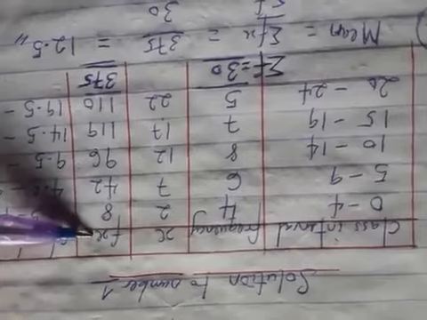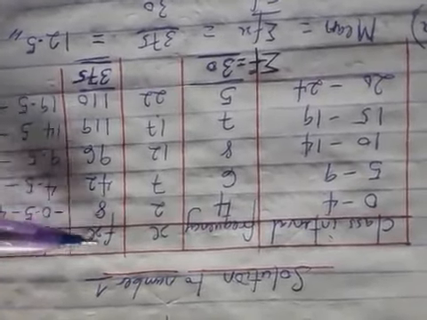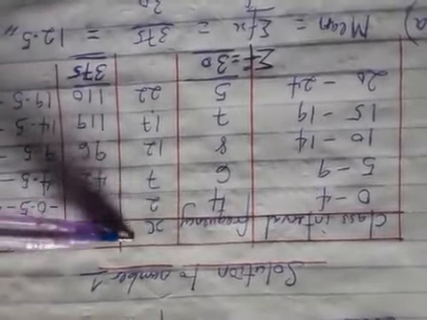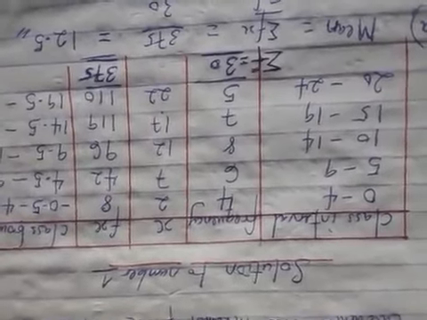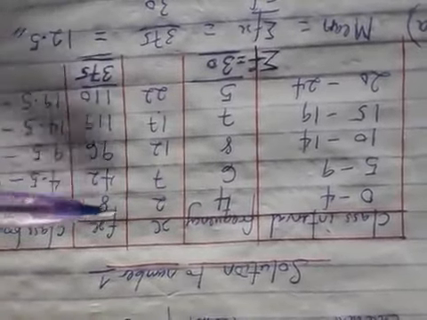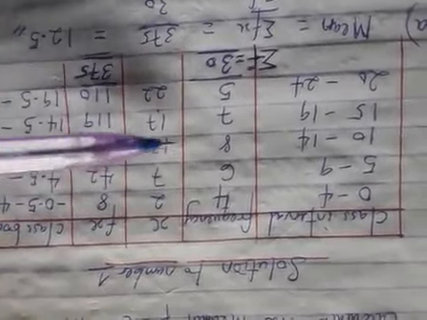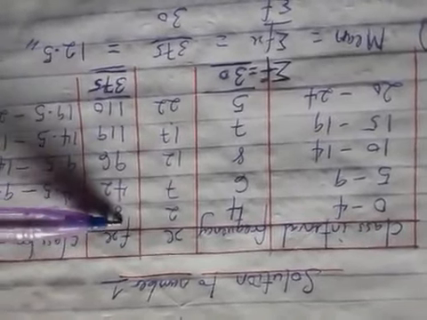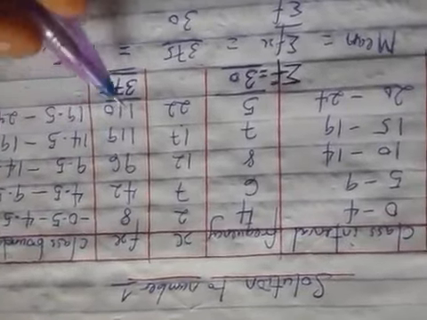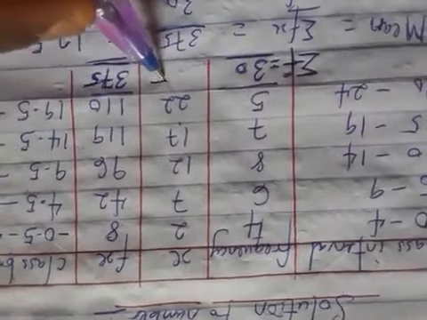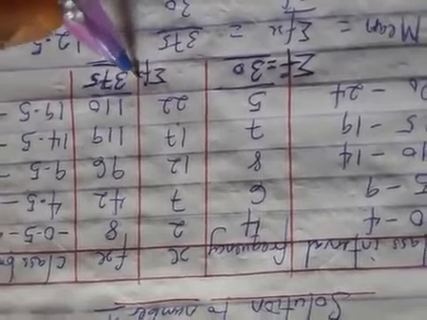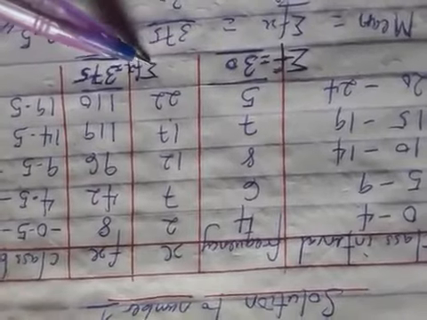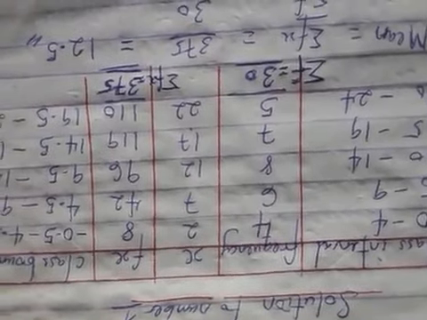My fx, how do I get fx? fx means f, which is frequency, multiplied by x. So fx is f times x. That means 4 times 2, 8. 6 times 7, 42. 8 times 12, 96, and so on. Then you calculate the total of fx, which is also called summation fx. This sign summation means the total of fx. By now you should know that.